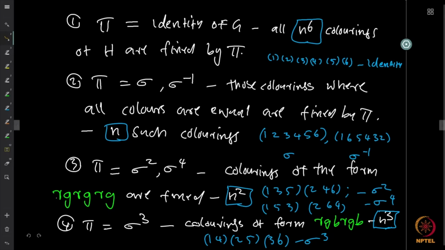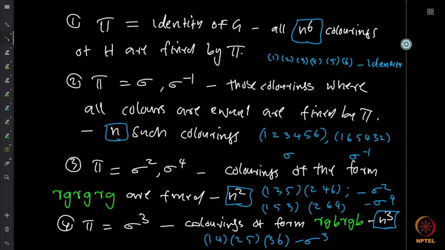But how many are there? Well, I can choose any two colorings for the first two elements. Then we know that the remaining must be all based on this. So therefore, I have n into n square possible colorings, and in n square of these colorings, this sigma square will be fixing each of them. And similarly, sigma raised to 4, which is 153 and 264, will also be fixing such colorings, right? So therefore, n square colorings will be fixed by sigma square and sigma raised to 4 each.